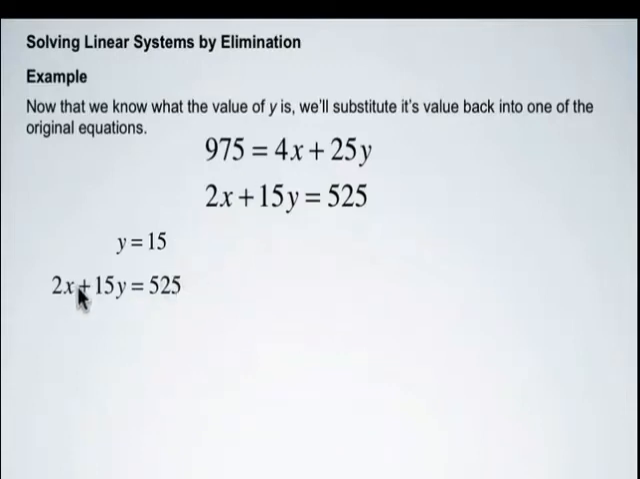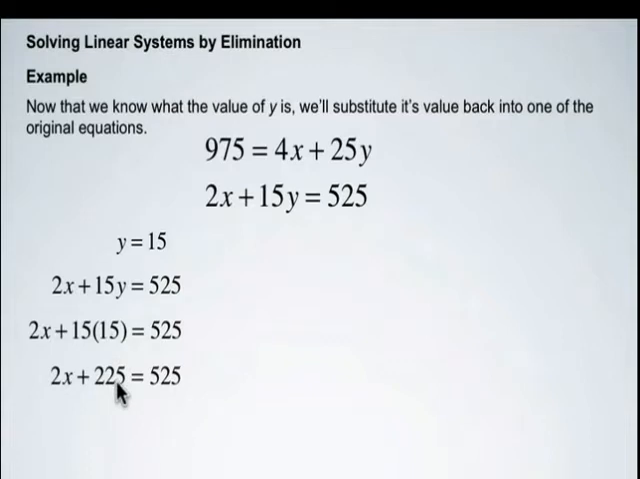So in our second equation here, 2x plus 15y is equal to 525. We're going to substitute in y equals 15. And when we simplify, 15 times 15 is 225. We're going to subtract 225 from both sides. So that simplifies to 2x is equal to 300.